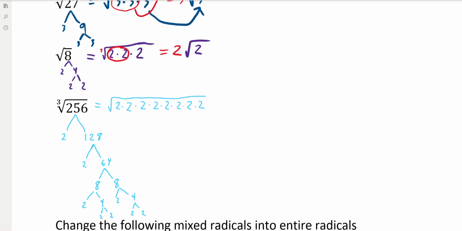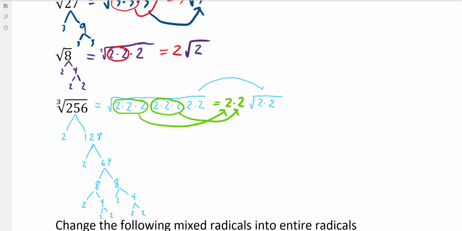This 3 tells us we want to take out groups of 3. So here's one group of 3, here's another group of 3, and there's 2 left over inside. So what you do is you take the groups of 3 and you put them outside. So this one became here, this one became here, and then you take the leftover part and you put them inside. So there are 2 of those inside, so I just move them over here.